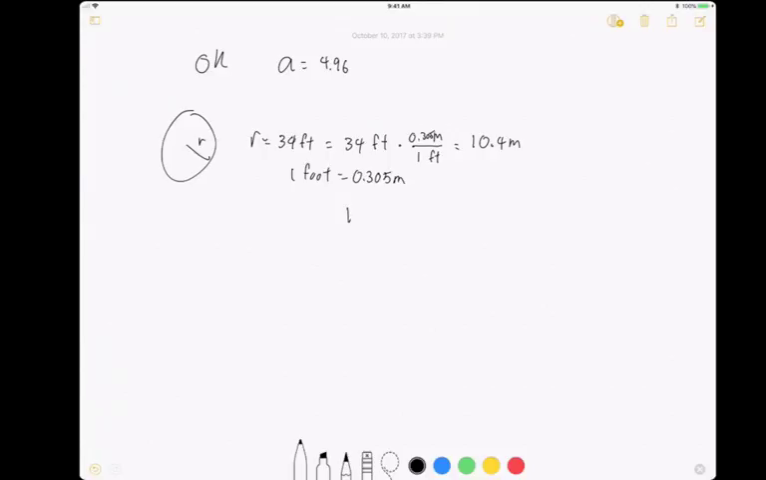So the question was, what's the speed? A is equal to v squared over r. 4.96 is equal to v squared over 10.4. And I plug this into my calculator. 4.96 times 10.4, square root it all. 7.18 meters per second. It doesn't specify that it wants the answer in feet per minute or anything weird, so we'll just go with that.